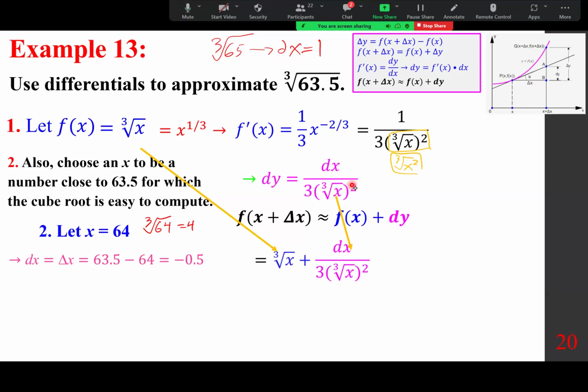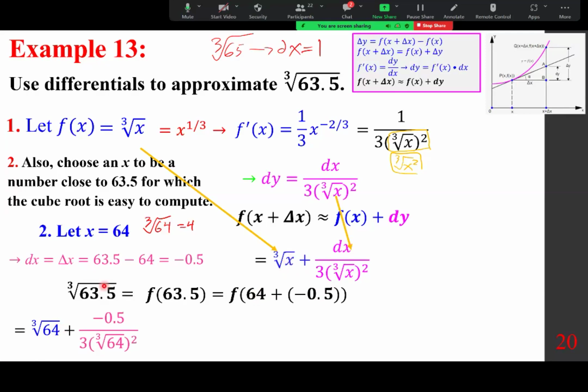So pretty straightforward. Which is what? F of 63.5, which is what? F of 64 plus dx, where dx is negative 0.5. And I write it in this fashion, so clearly we're going to change the x to 64 and dx to negative 0.5. So let's do that.